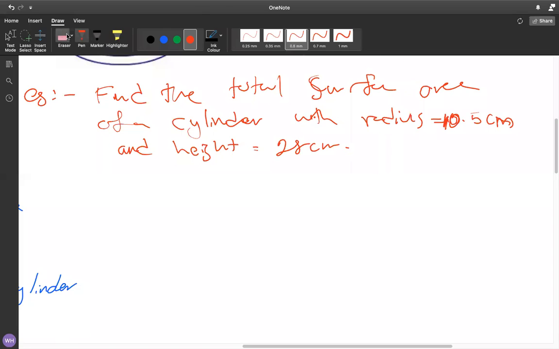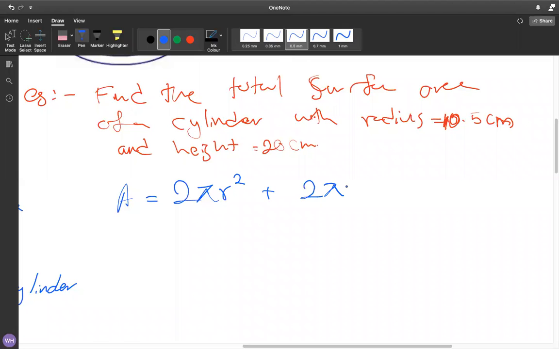No, not 28. 20 centimeters. Yes, you can simply use the formula. The formula: simple A, capital A will be equal to 2 pi r squared plus 2 pi r h. Now substitute the values and find it. Do it by yourself.